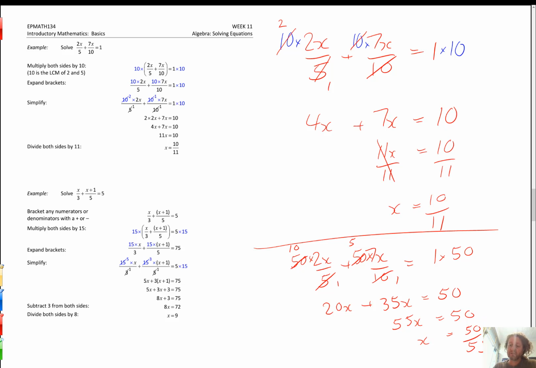But it's always simpler. 50 on 55, well, how many 5s in 50? There's 10. And how many 5s in 55? There's 11. I've still got the same answer, but the lowest common denominator is great if we can go that way. Let's look at the next example.